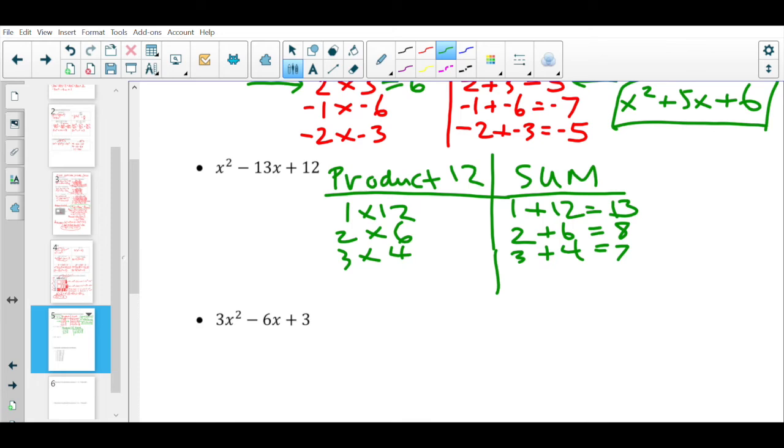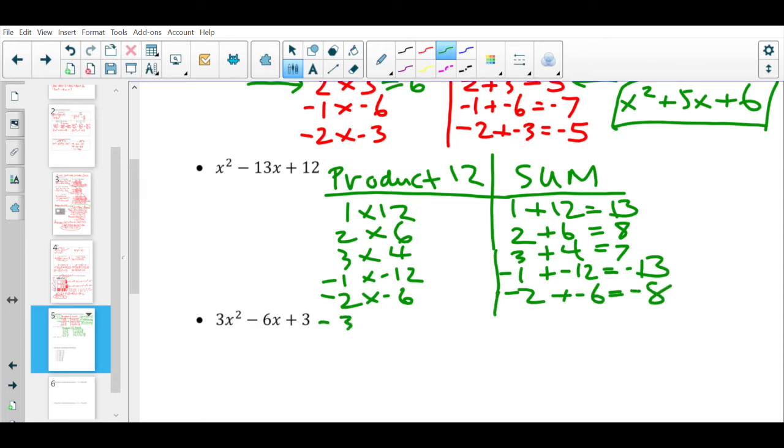Okay, and I think that's it. 5 and 6, we did that. So let's do the negative ones. -1 times -12. That's -1 plus -12 equals -13. -2 times -6. -2 plus -6 equals -8.